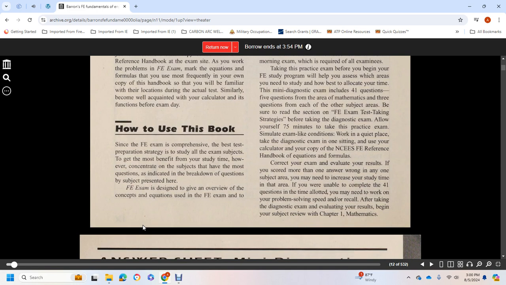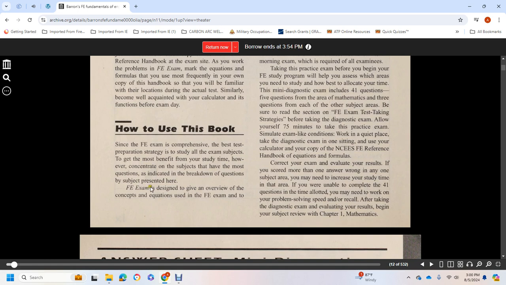How to use the book. Since the Fundamental Engineering exam is comprehensive, the best test preparation strategy is to study all the exam subjects to get the most benefit from your study time. However, concentrate on the subjects that have the most questions, as indicated in the breakdown of question subject matter presented here.